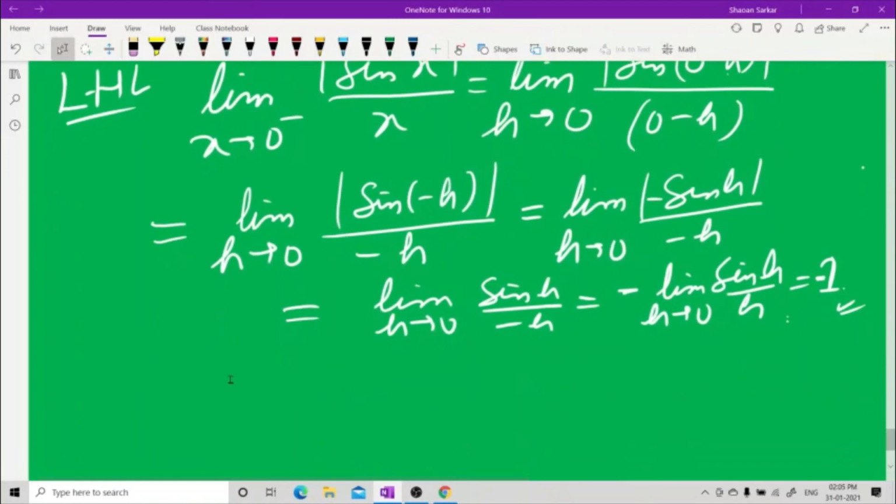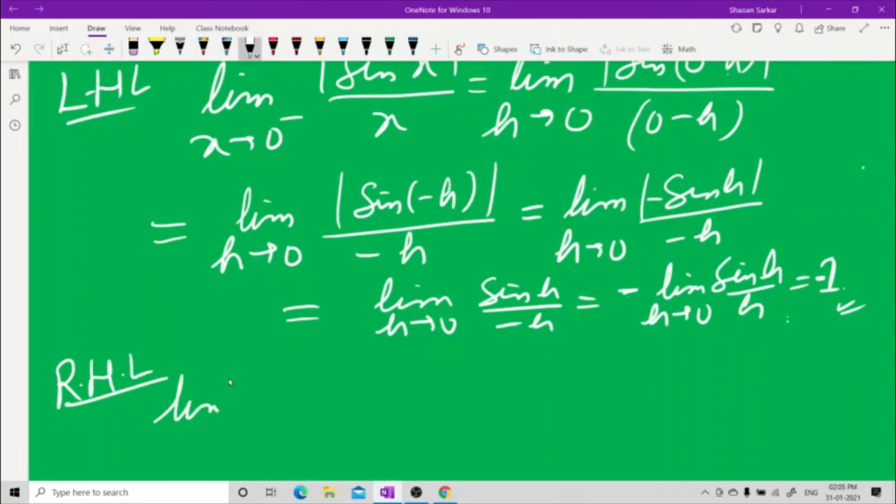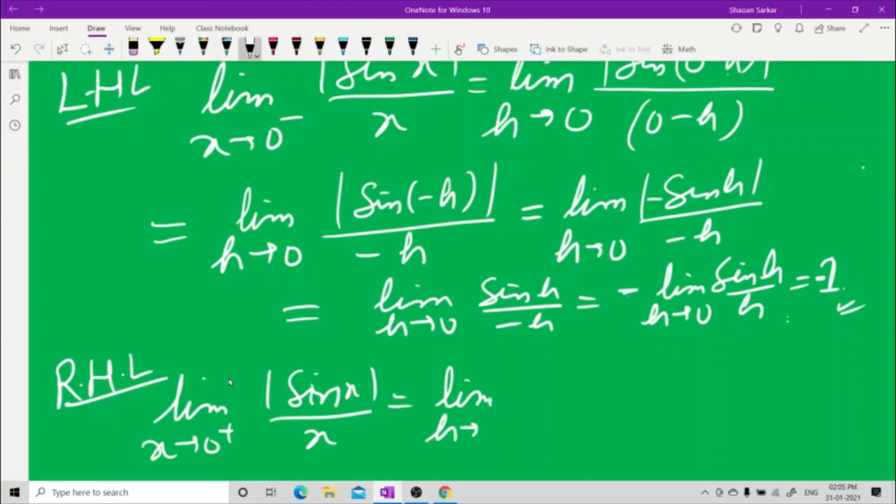Right hand limit. I forgot this minus sign here. Now RHL. You have limit x tending to 0 plus mod sin x upon x, limit h tending to 0. This is sin 0 plus h mod upon 0 plus h.